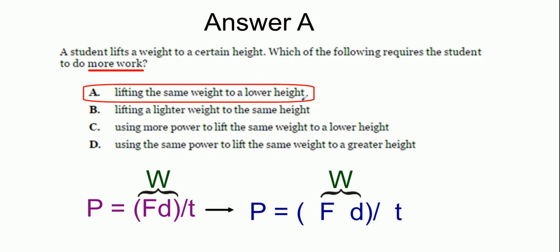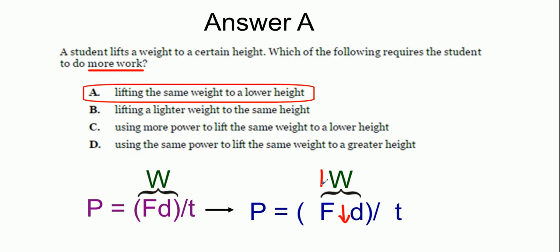Let's look at our question. Here's our question. Let's read it. We're going to look at A, B, then C, then D. A student lifts a weight to a certain height. Which of the following requires the student to do more work? More work. Okay. A, lifting the same weight to a lower height. Now the weight is the force, isn't it? It's the force we're having to exert to lift. So that's not going to change.